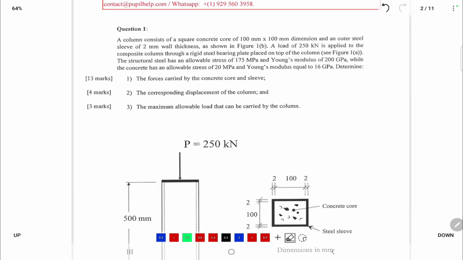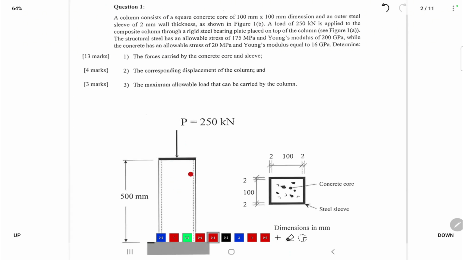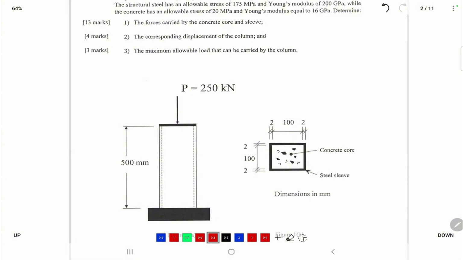Question 1. A column consists of a square concrete core of 100 mm multiplied by 100 mm dimension and an outer steel sleeve of 2 mm wall thickness as shown in the figure. So we have this column, and this is the cross section, composed of a steel sleeve and a core concrete.